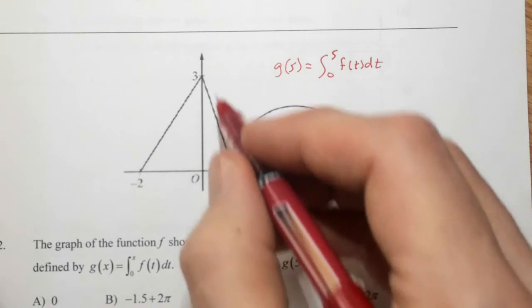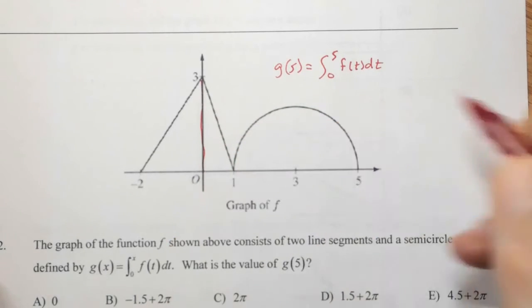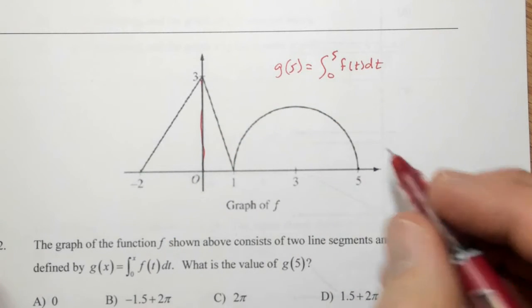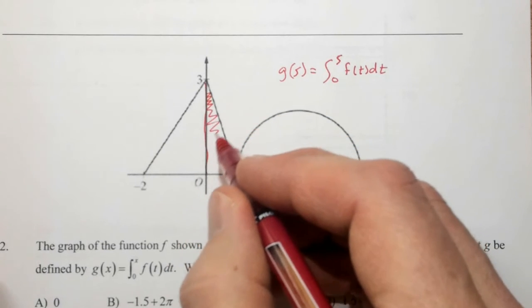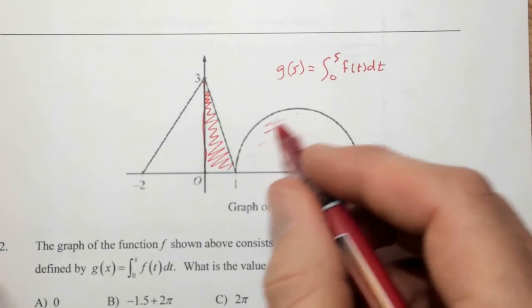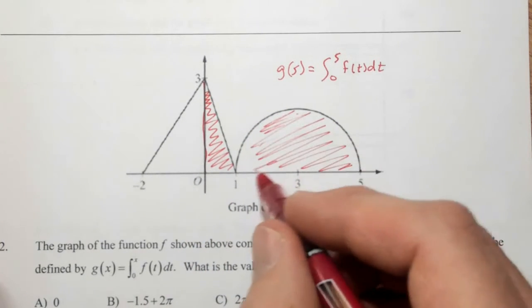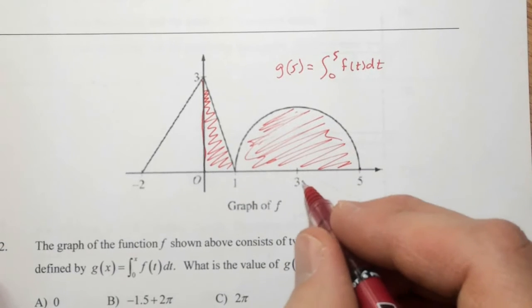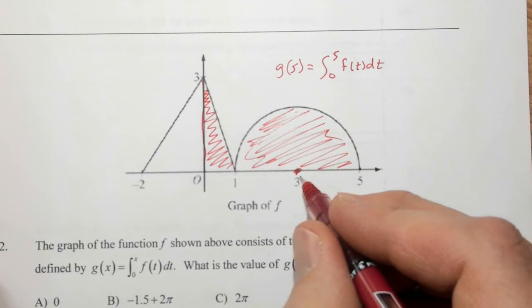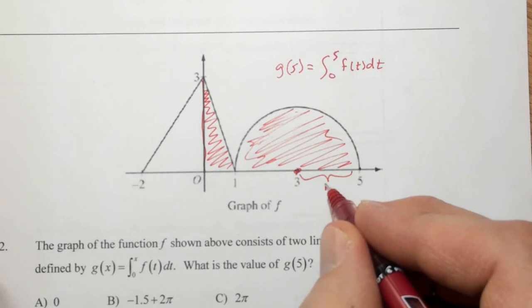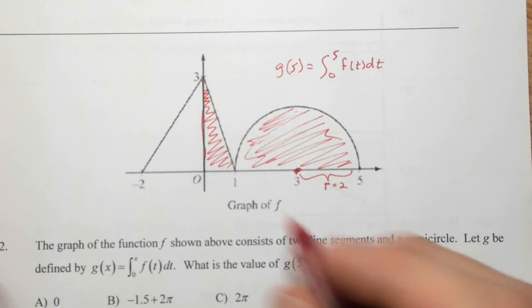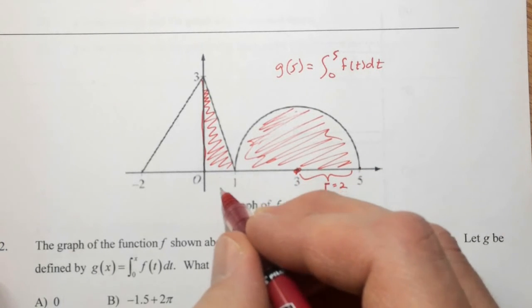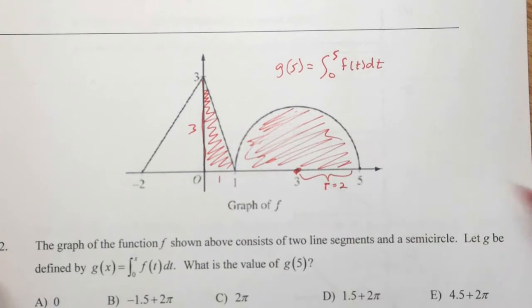So we're going to start at 0, which is our y-axis. We're going to end at 5, which is the end of our semicircle. So we need to find all of the area that we accumulate in this region right here. What we have is the center of our circle at 3, so we have a radius of 2. All right, and then over here for our triangle, we have a base of 1 and a height of 3.